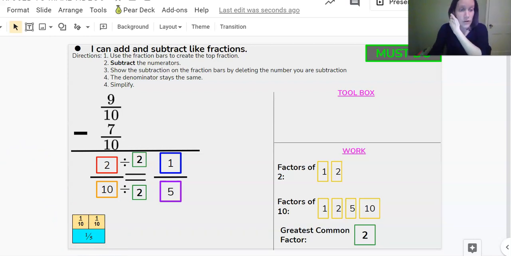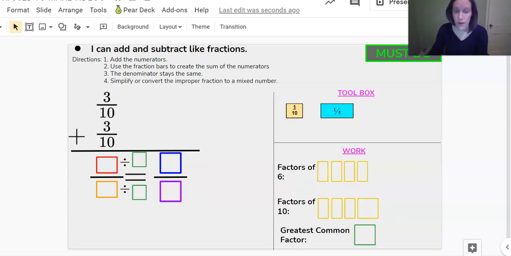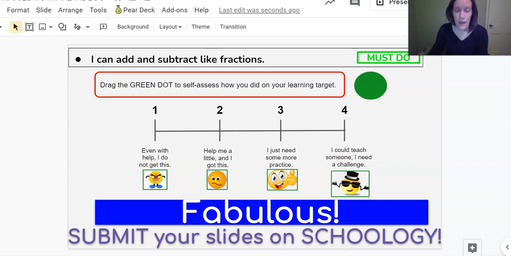So now it's your turn. You're going to do your own. Come back to the video if you need help. Make sure you're using the fraction bars and that you are turning improper fractions into mixed numbers or simplifying when you need to. And when you are done, rate yourself and then submit your slides on Schoology.